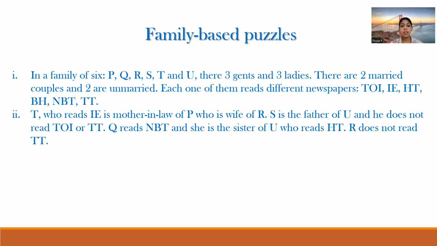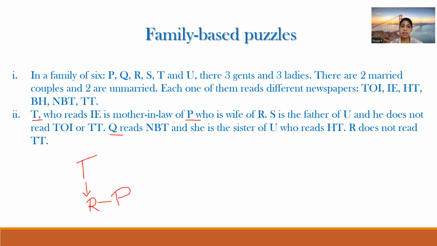Okay. Among these, they've indirectly conveyed to us the three ladies. Who are they? T, who's the mother-in-law of P. P is the wife of R, and Q. Q is the sister of U. Okay, so let us put them here. T is the mother-in-law of P, and P is the wife of R, which means R is T's son, and R's wife is P.